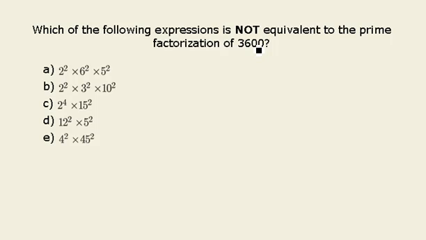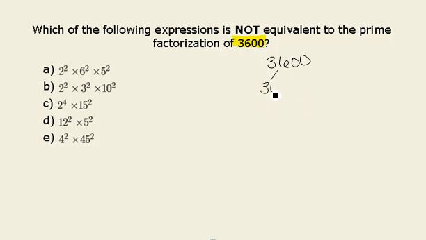Which of the following is not equivalent to the prime factorization of 3600? The prime factorization tells us that any composite number can be uniquely written as a product of prime factors. Therefore, we can look at the prime factorization of 3600 by creating a factor tree.